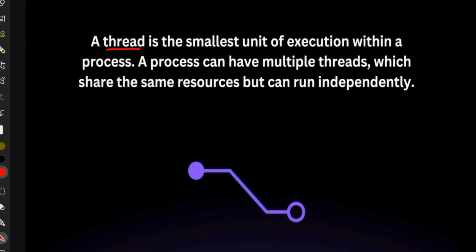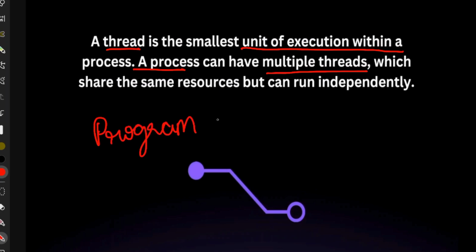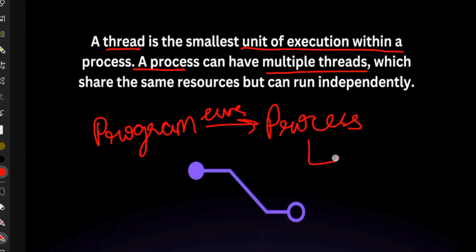A thread is the smallest unit of execution. A process can have multiple threads. From now, the chronology we have understood is: program, and when it runs, it becomes a process, right? So a process can have multiple threads, which share the same resources, but they can run independently.